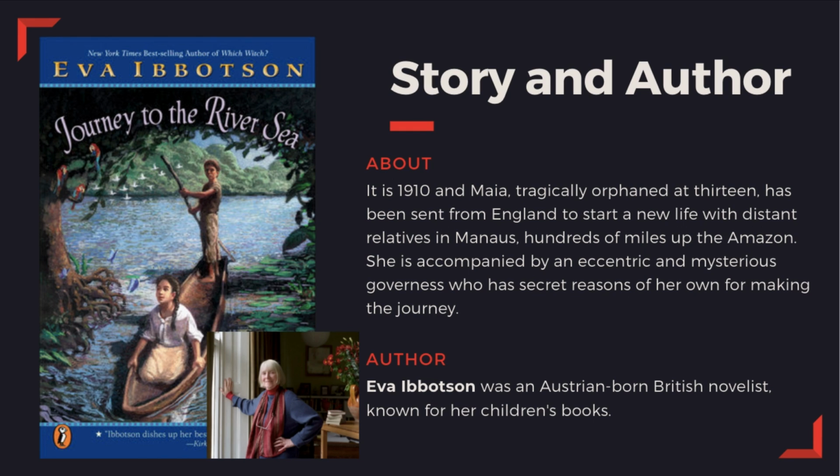It is 1910 and Maya, tragically orphaned at 13, has been sent from England to start a new life with distant relatives in Manaus, hundreds of miles up the Amazon. She is accompanied by an eccentric and mysterious governess who has secret reasons of her own for making the journey. And the author is none other than Eva Ibbotson. She was an Austrian-born British novelist known for her children's books.